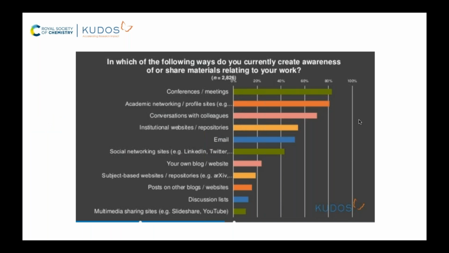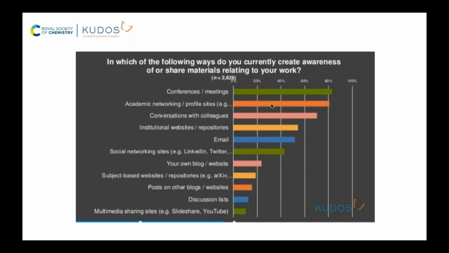So in this survey that we ran at Kudos back in 2017, we asked researchers how they share information about their research aside from publication. So this will give you a good idea of what your peers are doing and how they're communicating about their work. And as you can see from their responses, traditional academic activities predominate. We've got conferences, conversations with colleagues, using institutional websites and repositories, emails, and so on.